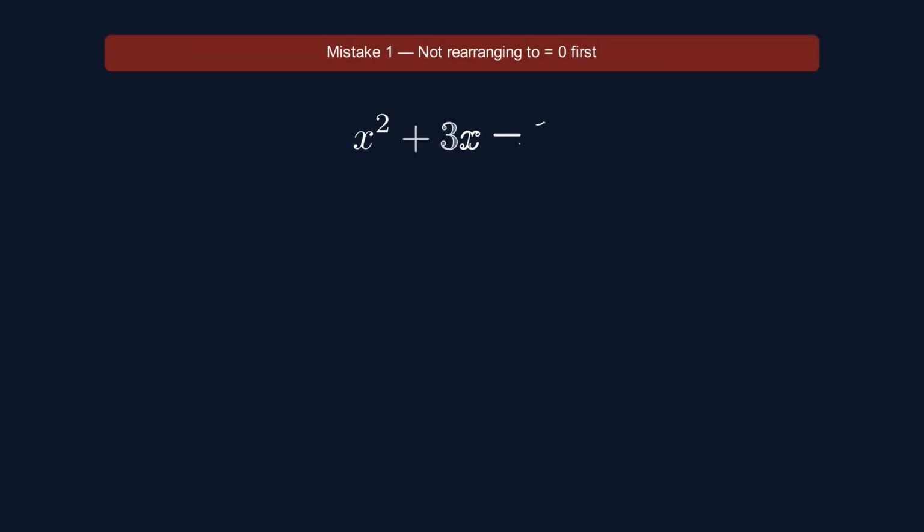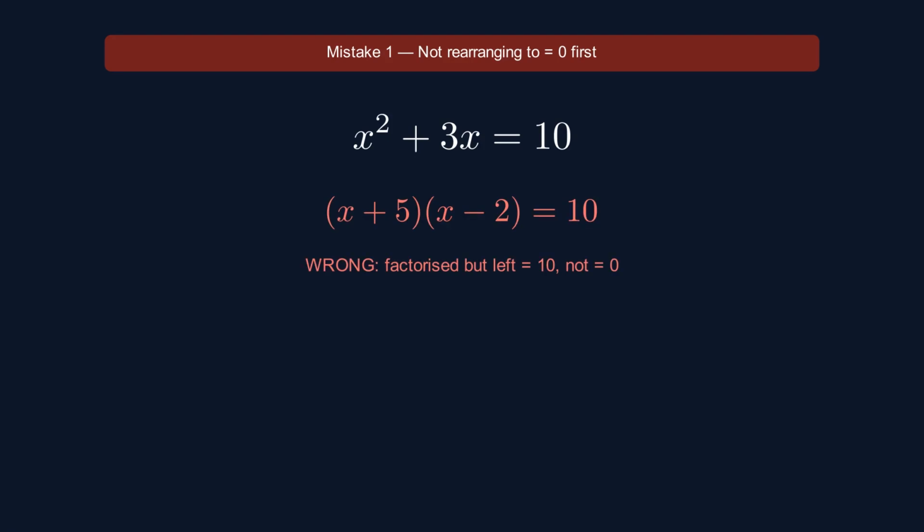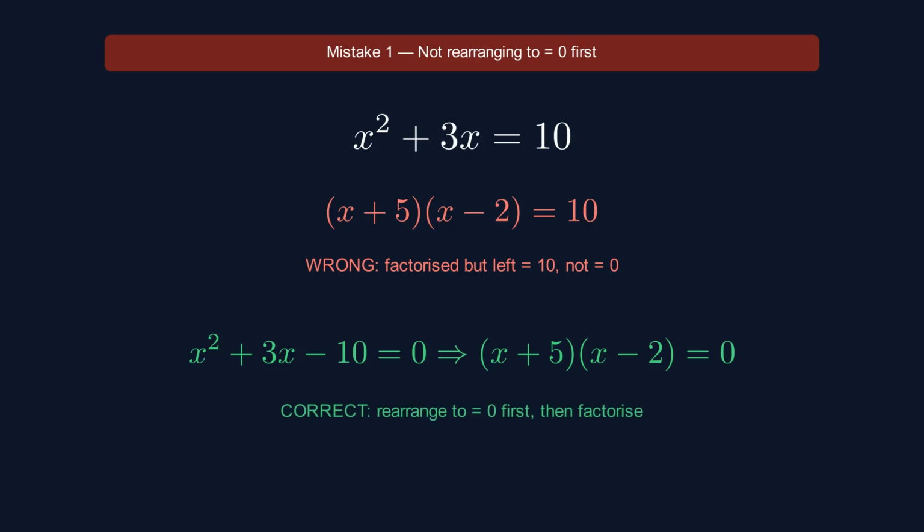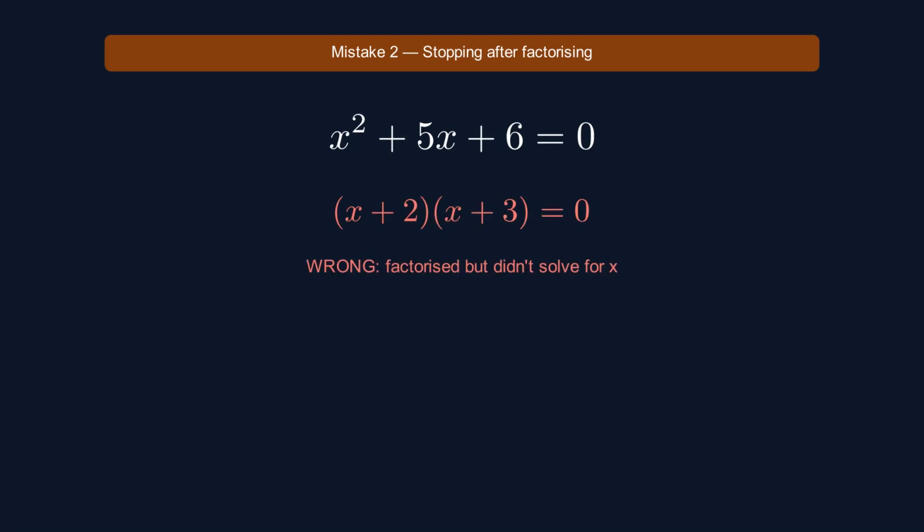Chapter 7, Common Mistakes. Mistake 1. Not rearranging to equals 0 first. You cannot solve a quadratic equation if the equation doesn't equal 0 first. Mistake 2. Stopping after factorizing without solving for x. We don't stop after we have factorized. We have to find the value of x.